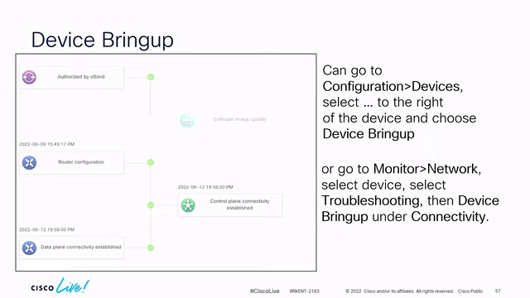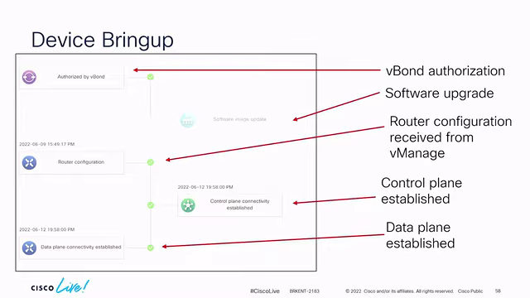Another cool table to use is the device bring up. We can go to configuration devices, and we can actually see what stage our router is in as we bring it up onto the network. So, did we pass vBond authorization? Did we receive a configuration from vManage? Did we establish our control plane connection? Did we establish our data plane connection? This is a cool tool to see what stage we're at.